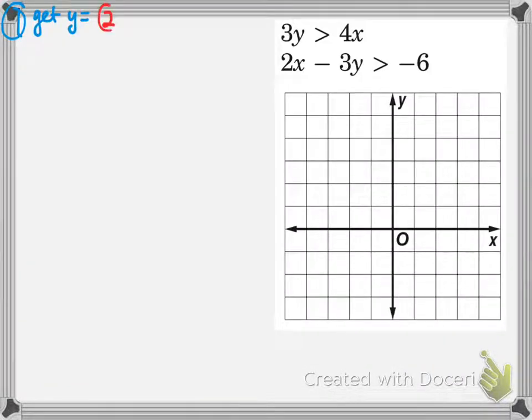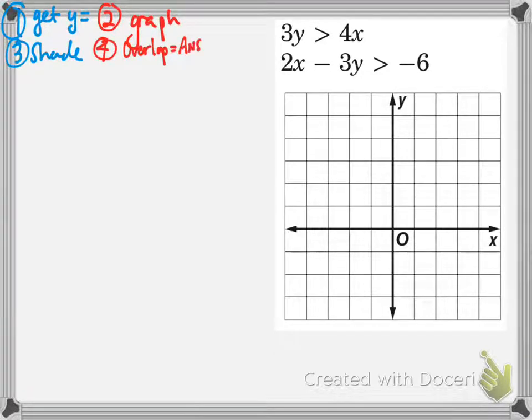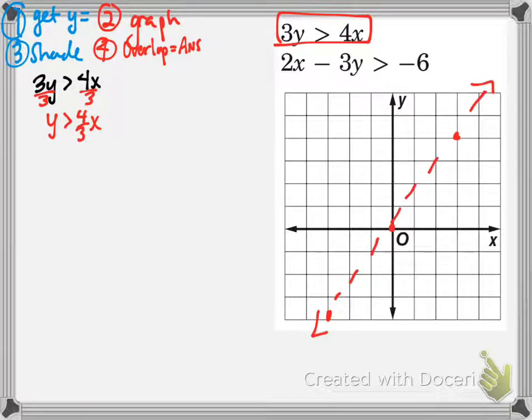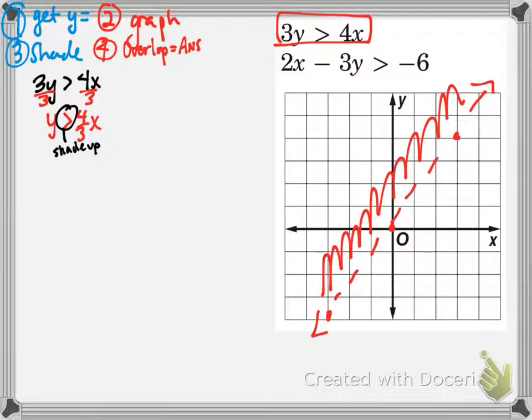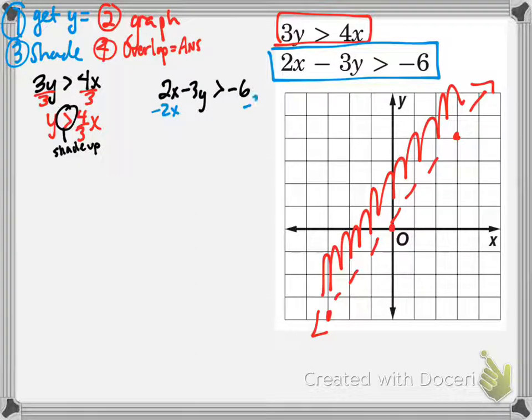All right, so our steps are get to y equals, graph the line, shade the line, and then your overlap is your answer. So for this one, we want to get it into y equals format, and then we're going to graph that, and then we're going to shade up because of the inequality direction, and then we're going to get this next one into y equals format.